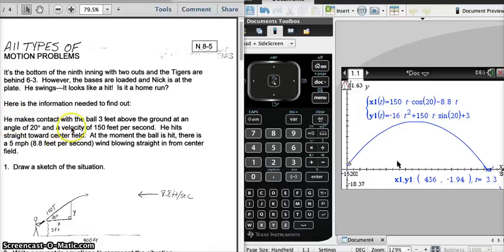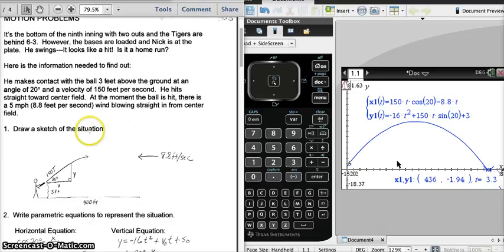It says he makes contact with the ball 3 feet above the ground at an angle of 20 degrees. Notice it's degrees, so you're going to have to change your calculator back to degree mode. So at an angle of 20 degrees and a velocity of 150 feet per second, he hits straight toward center field. At the moment the ball is hit, there's a 5 mile per hour, or 8.8 feet per second, wind blowing straight in from center field.